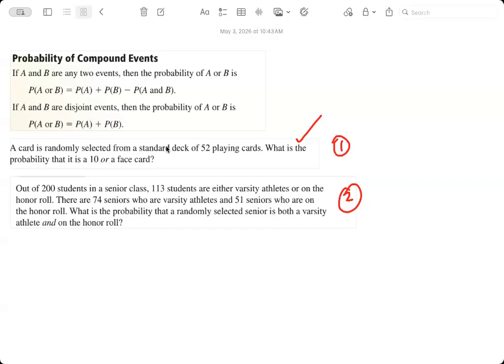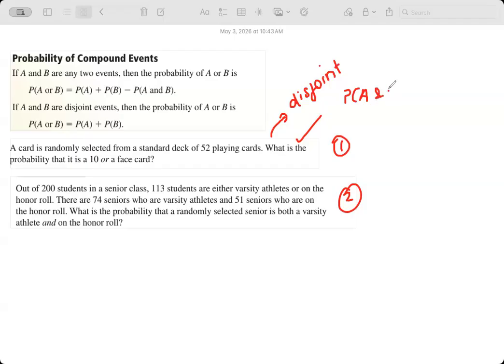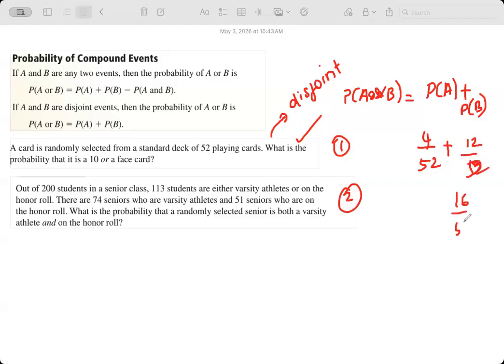So, a card is selected. What is the probability? See, this one is disjoint events. First, you need to identify that they are disjoint, meaning there's nothing overlapping. So P of A or B will be equal to P of A plus P of B. What are A and B? A is 4 out of 52. B is a face card. Face card is 12 out of 52. That will be 16 out of 52, which is 4 out of 13. So the answer is 4 out of 13 for the first one. Second one, do you want to try or do you want me to try?